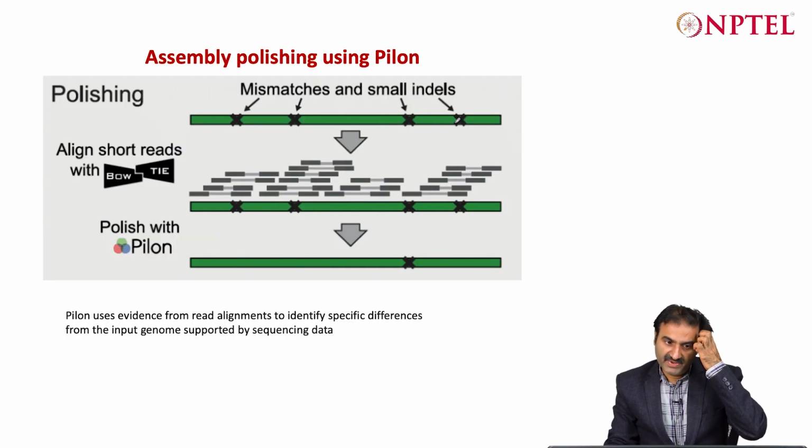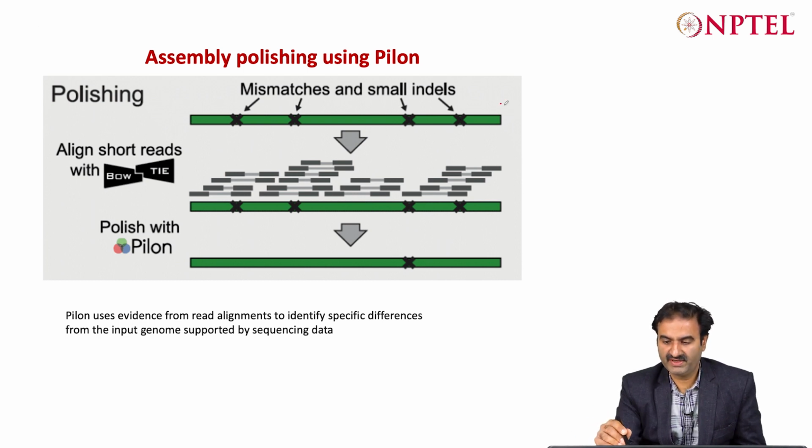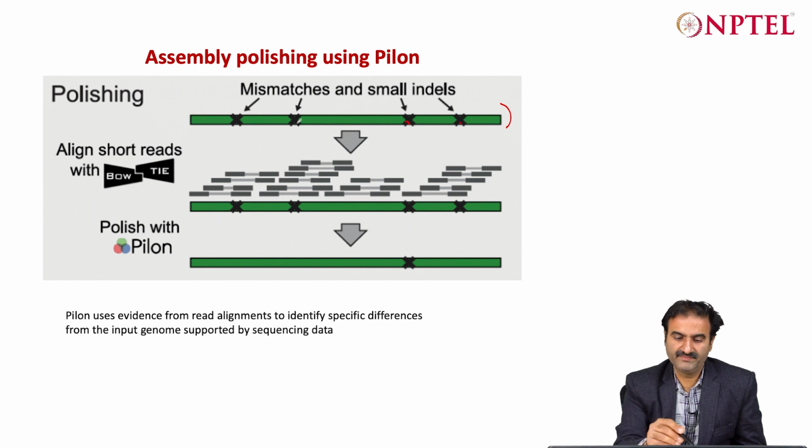Then the next step is assembly polishing. That means correcting errors that may be present in the assembly. Pilon is one of the tools to do this. So this is your final assembly, but there could be errors in this at various places. So what you will do is map the short read data, using Bowtie or BWA, onto this long read. Short reads map to long reads.